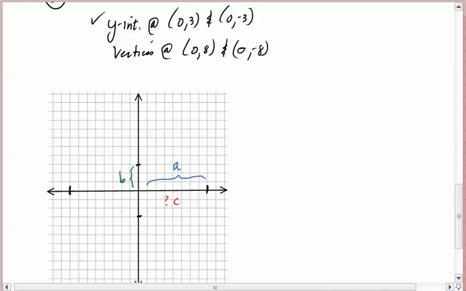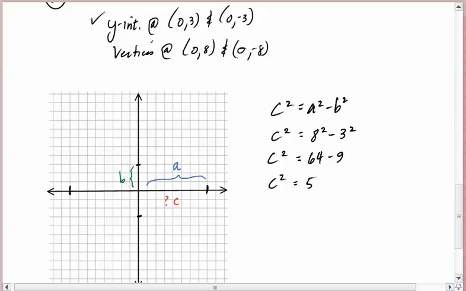Here we go. C squared is equal to, pardon me, try to be consistent here. C squared is equal to A squared minus B squared. So we have C is I don't know, and A is, what was A? 8. 8 squared minus 3 squared. So we have C squared is equal to 64 minus 9. And we have C squared is equal to 55.